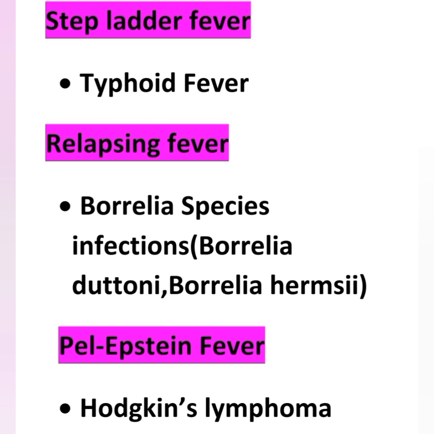Next is relapsing fever. Relapsing fever is usually seen in Borrelia species infection, that is Borrelia duttonii, Borrelia hermsii. That is a recurrent episode of fever. And next one is Pel-Ebstein fever. It is a rare condition seen in Hodgkin's lymphoma. It is a cyclic fever where the temperature rises and falls, every 1 or 2 weeks it will be the same.